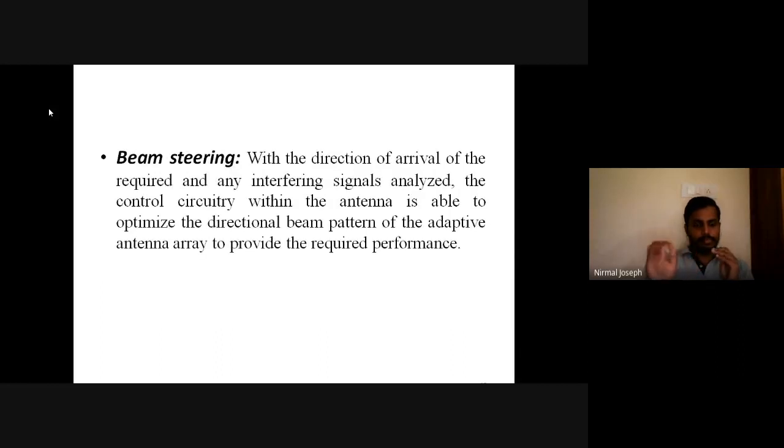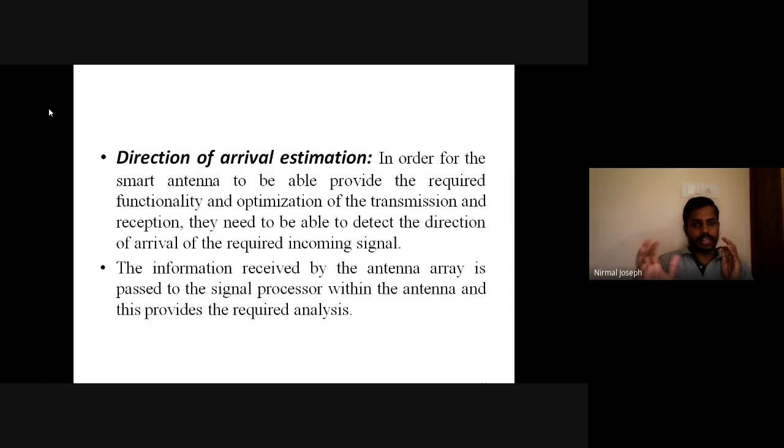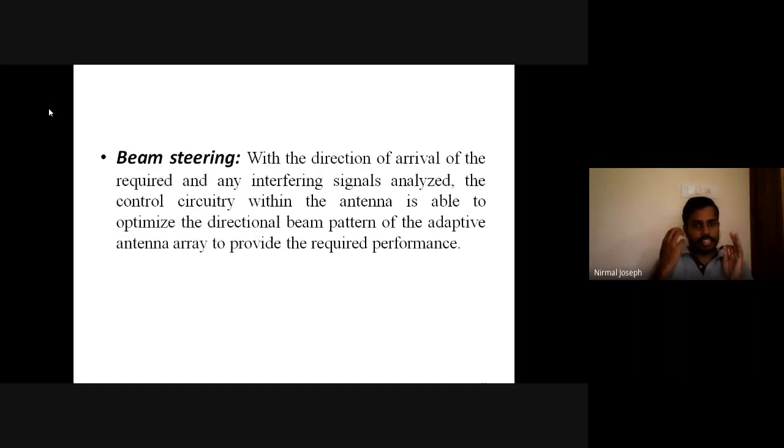Second one is the beam steering. I already told two additional requirements need to be fulfilled for the smart antenna. First one is the direction of arrival estimation. It should estimate from which direction the signal is arriving, or in which direction the receiver is located. And after locating that, it has to do beam steering.